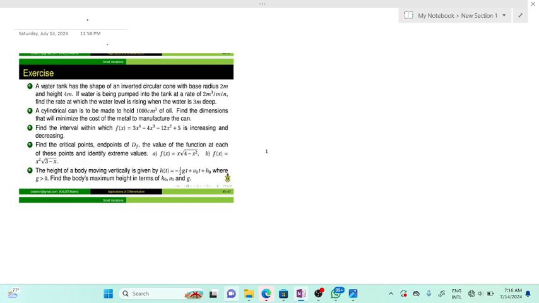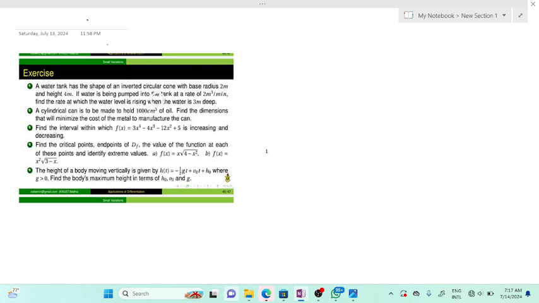The first question says, a water tank has a shape of an inverted circular cone with a base radius 2 meters and a height 4 meters. If the water is being pumped into the tank at a rate of 2 meter cube per minute, find the rate at which the water level is rising when the water is 3 meter deep. So these are real life applications of the differentiability we've learned in calculus.